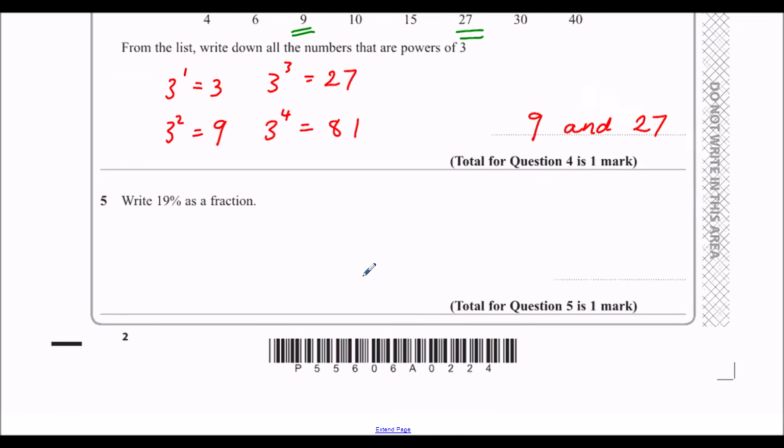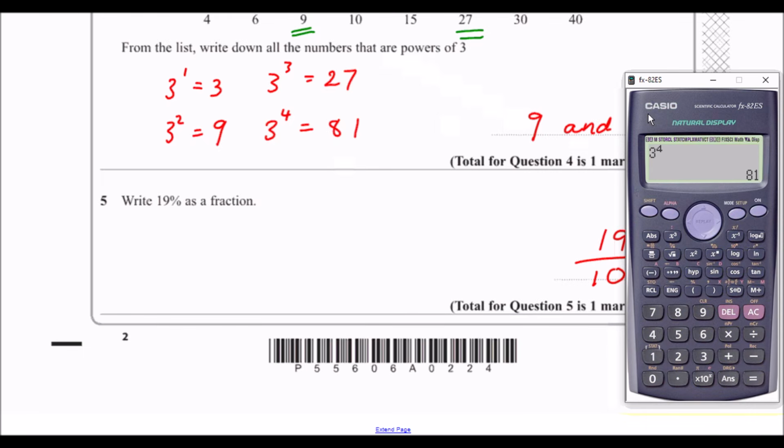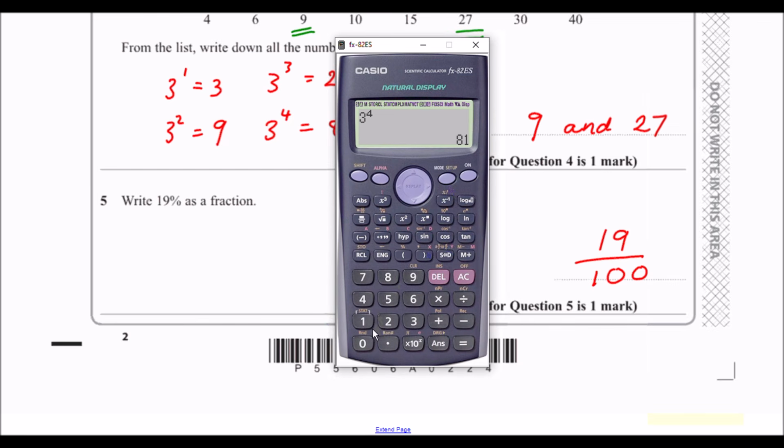Question 5. Write 19% as a fraction. So 19%, a percent means out of 100. So 19% is 19 hundredths. But again, the calculator will do this for us. If we write 19 and then the percent button, press equals, we've got 19 hundredths. And we can also have a decimal if we click the S to D button.